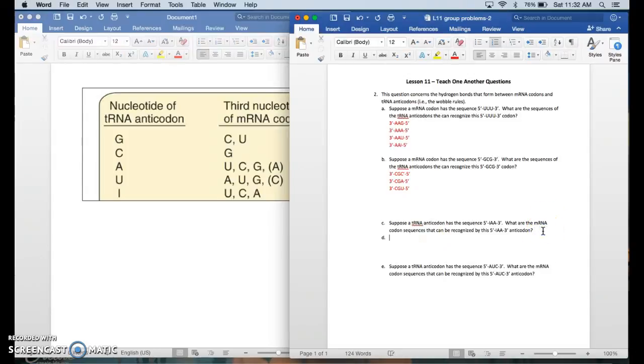What we'll do, I'll just go ahead and read it. It's basically the same, but it does have a little variation. You're given, suppose a tRNA anticodon has a sequence 5' IAA to 3'. What are the mRNA codon sequences that can be recognized by this 5' IAA 3'? So the interesting thing about this one is that since we're going from the anticodon, that means we have to work backwards. So our normal nucleotides would be A, and our third one would be the I, because we're working backwards.